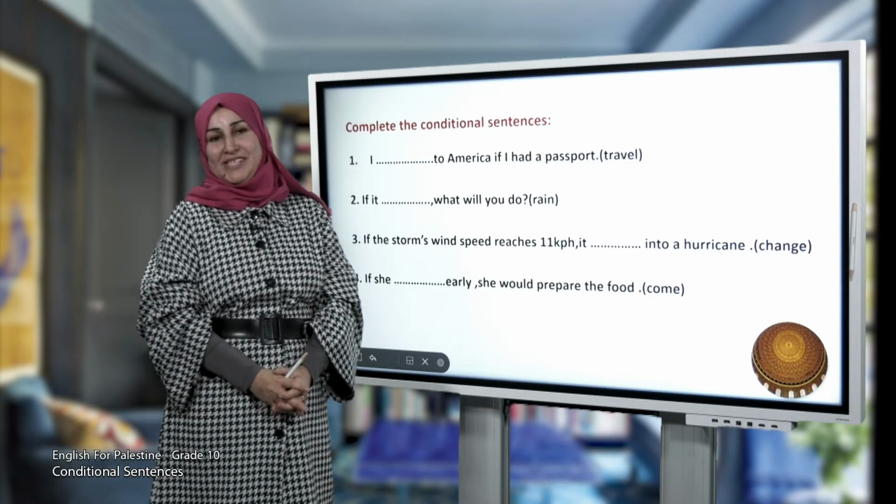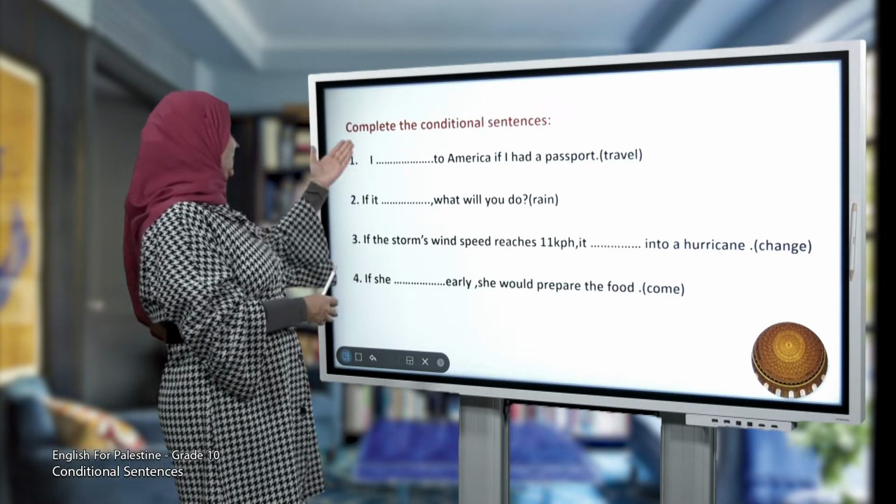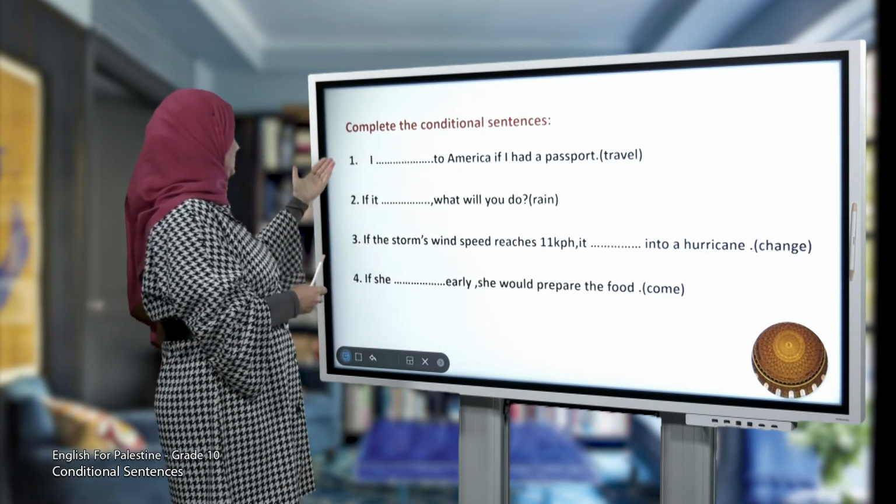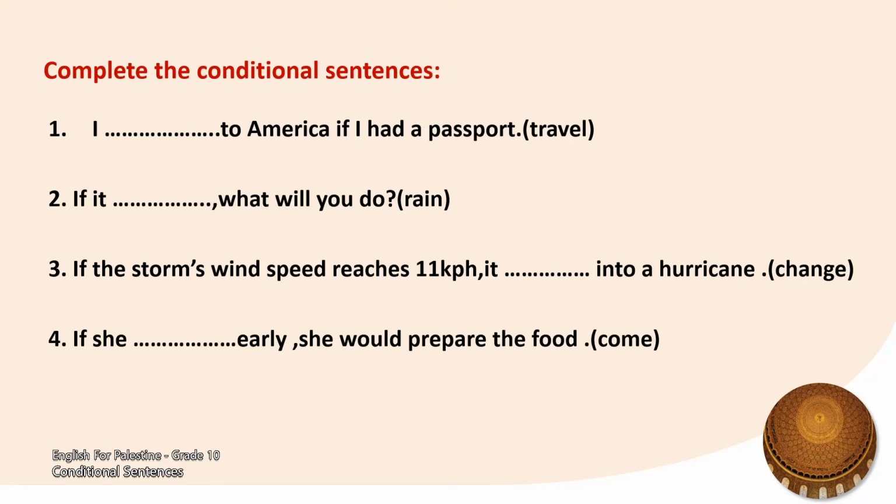Now, let's do this exercise together. Complete the conditional sentences. Number 1. I travel to America if I had a passport. We have to correct the verb travel.